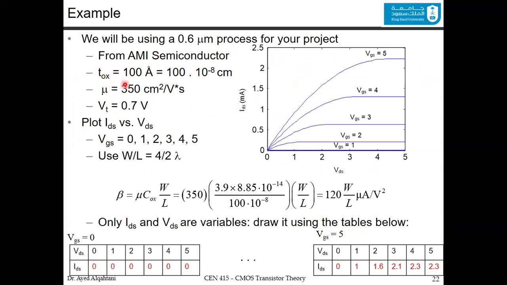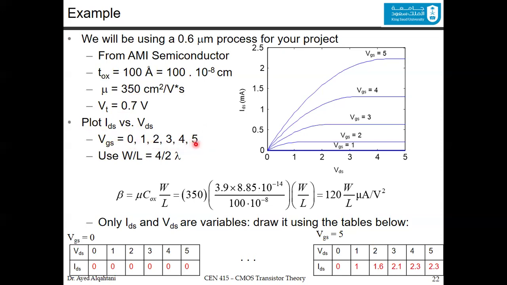If we say that the thickness of the oxide is 100 angstrom, and we mentioned this before, that it is actually 100 times 10 to the minus 8 centimeter, and if we say that the mobility is 350 centimeters squared per volt-second, and we say the V threshold is 0.7. Now, I gave you the values that you really need to calculate the beta, except the W and the L.